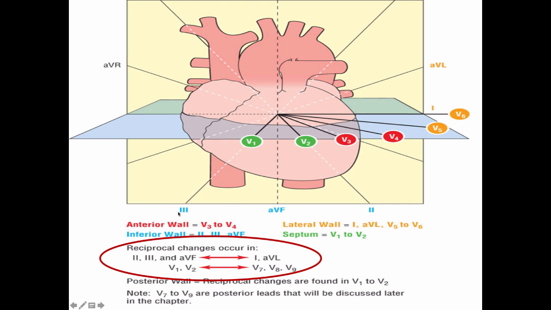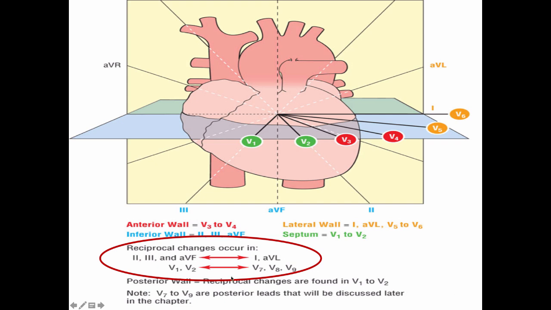If I have ST segment elevation in 2, 3, AVF, I'm probably going to have ST segment depression in 1 and AVL. And the opposite is also true. So maybe I have ST elevation in 1 and AVL, I'm going to have ST segment depression in 2, 3, AVF.